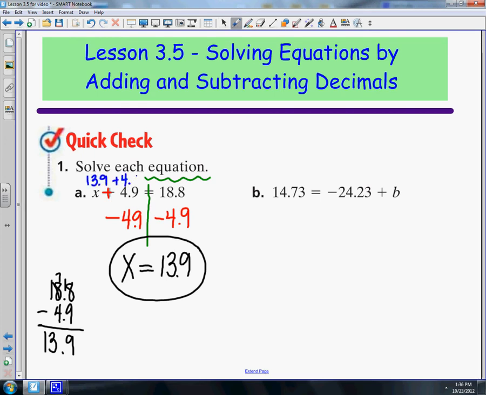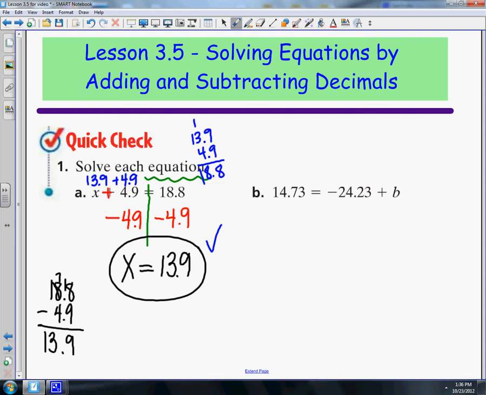You can check this by putting 13.9 into the original equation. 13.9 plus 4.9, does that equal 18.8? Well, 13.9 plus 4.9, 9 plus 9 is 18, 4 plus 4 is 8, and then I bring my 1 down and it works. So I know that that is correct. So try this next problem and then we will check it.